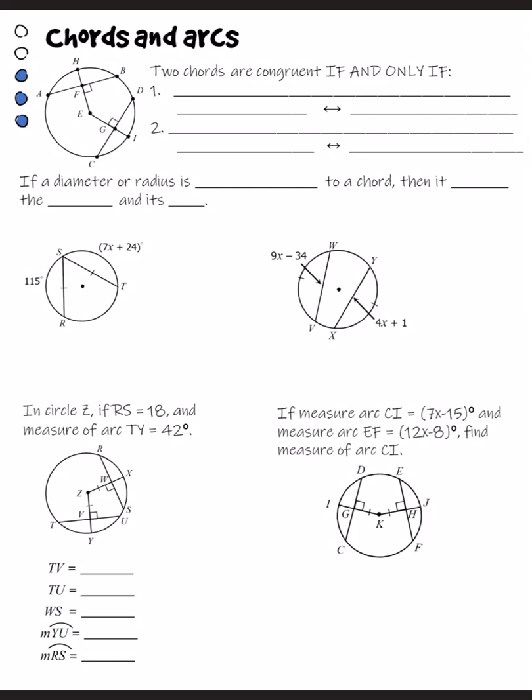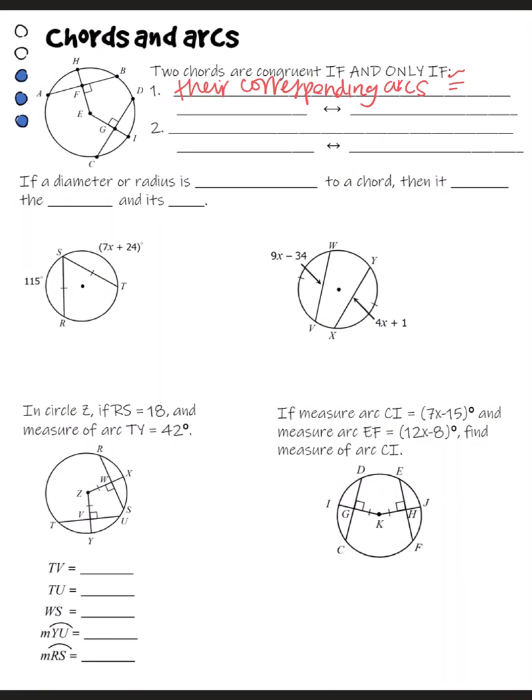Let's talk about chords and arcs and their relationships. So we've got this statement: two chords are congruent if and only if... Remember what kind of statement that is? Their corresponding arcs are congruent. What does that mean?